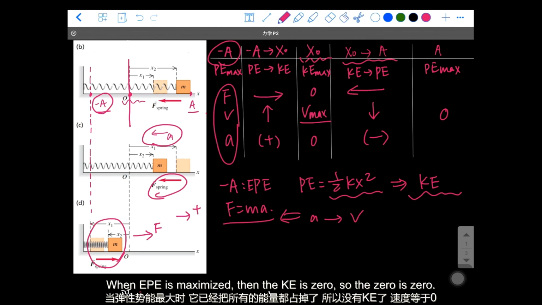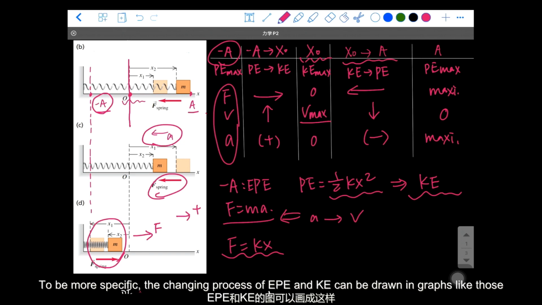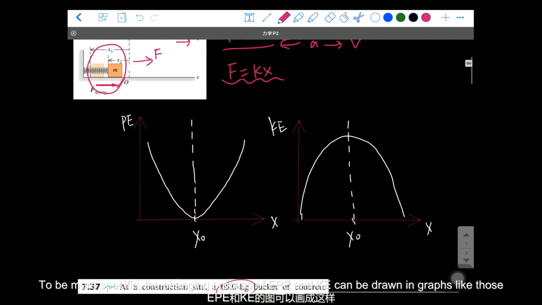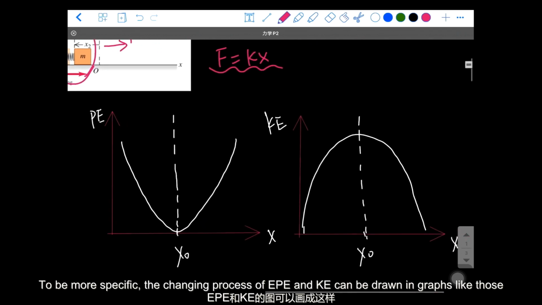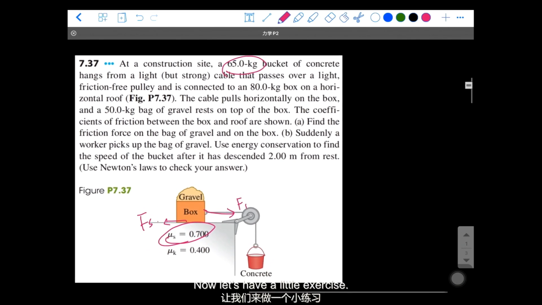Okay, and as I said, the displacement is the maximum, so the force will also be the maximum, and so does the acceleration. And to be more specific, the changing process of potential energy and kinetic energy can be drawn in a graph like this, just to help you guys understand, okay? Now let's have a little exercise.